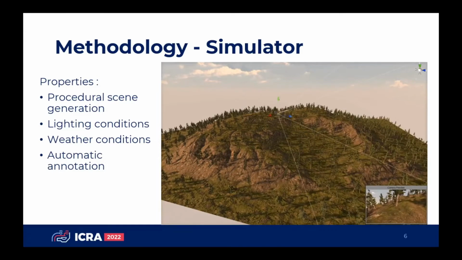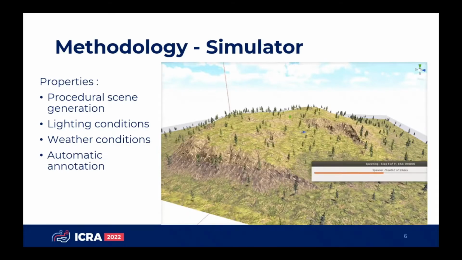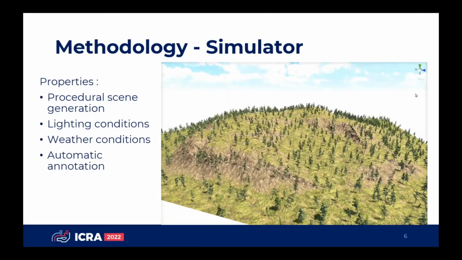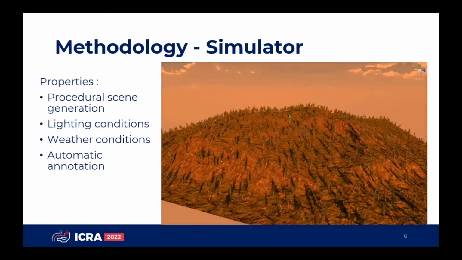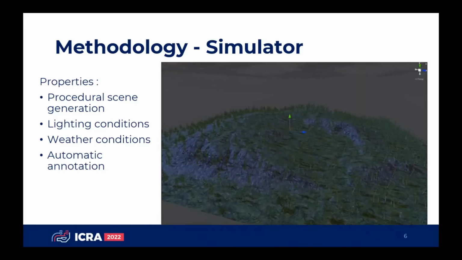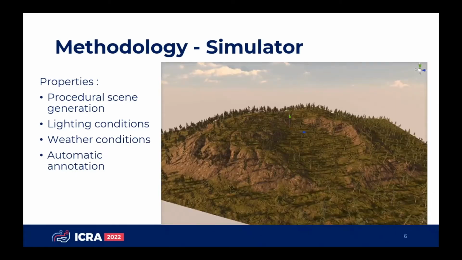And as we can see on the figure on the right, we can also modify the lighting conditions to simulate morning, day, evening, and night. And we can also add weather effects like rain, fog, and snow. From each scene, depending on its size, we collect between 200 to 1,000 images and autonomously annotate them.